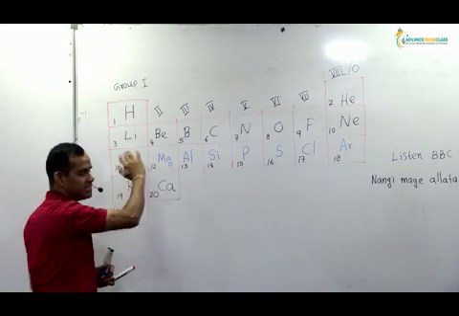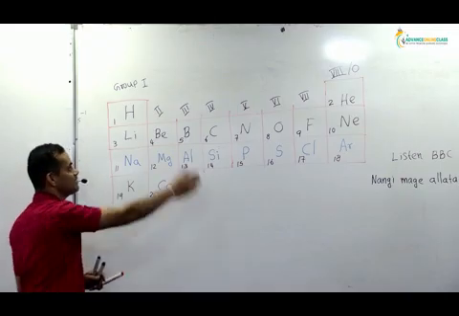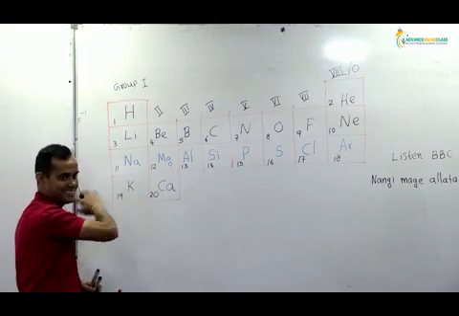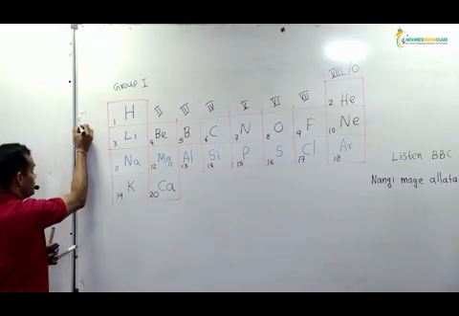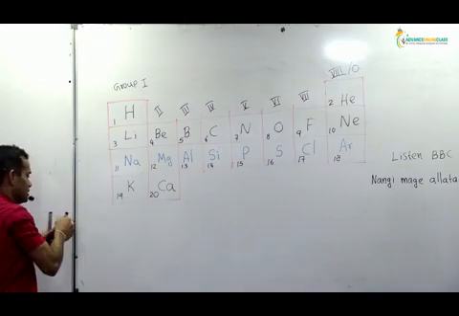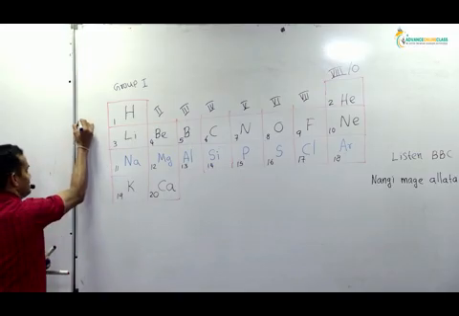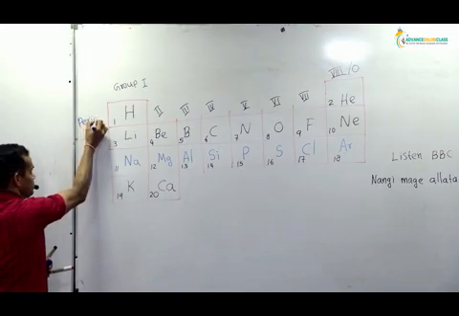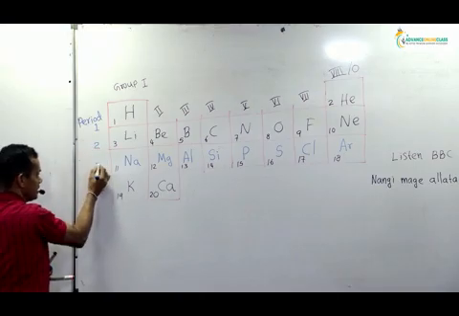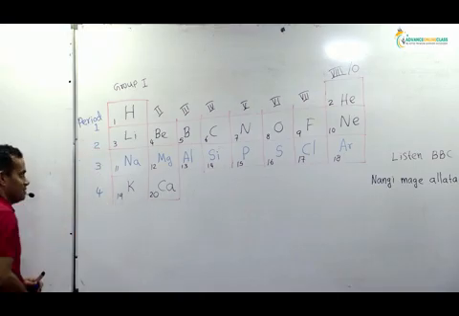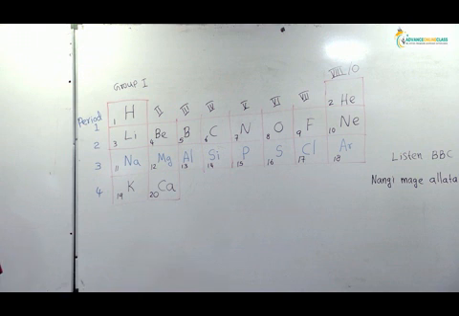These horizontal rows are called periods. Hydrogen, helium are in period 1. This is called period 1, normal numbers. Period 2, period 3, period 4 we say. Group numbers, period numbers. Right?